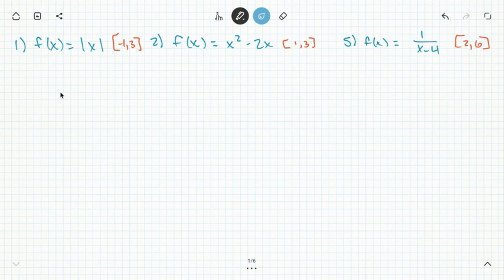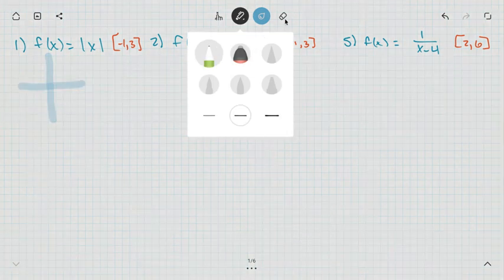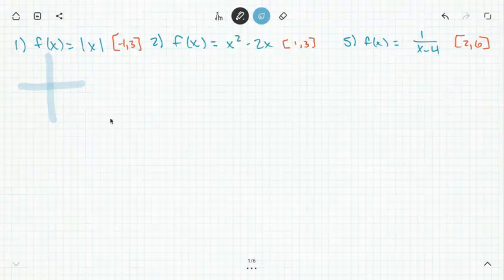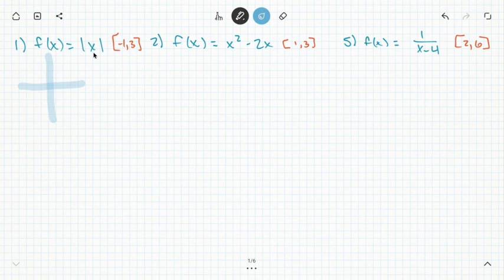Is it differentiable? Well, the absolute value, as you'll remember, is a V shape, and the V is when it changes from positive to negative. Well, the absolute value of x changes from positive to negative at 0. So we have this V shape, something like this.